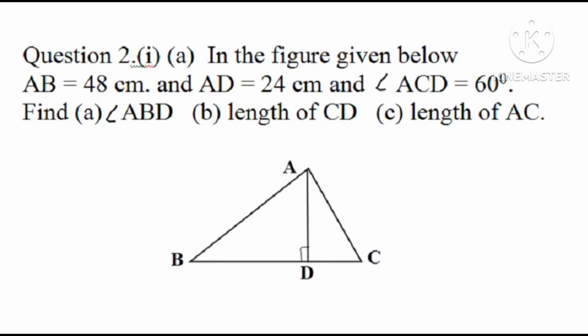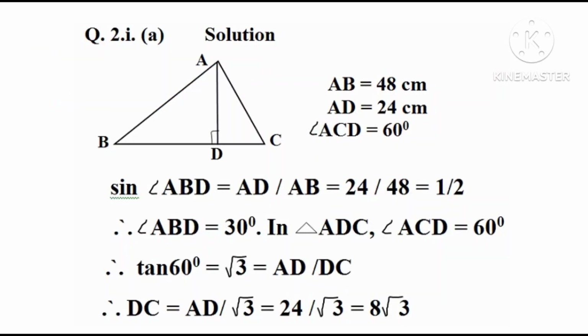Question 2, 1a. In the figure given below, AB equals 48 centimeters and AD equals 24 centimeters and angle ACD equals 60 degrees. Find A. Angle ABD, B. Length of CD, C. Length of AC. In right-angled triangle ADB, AD upon AB is equal to sine of angle ABD. But AD equals 24 centimeters and AB equals 48 centimeters is given, therefore sine of angle ABD is equal to 24 upon 48, equal to 1 upon 2. Hence angle ABD is equal to 30 degrees.